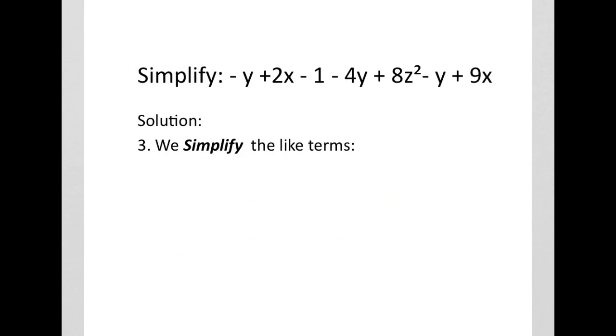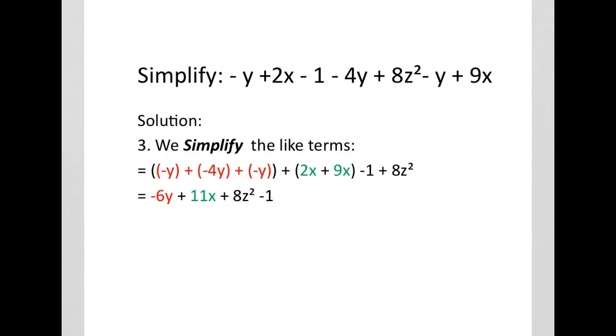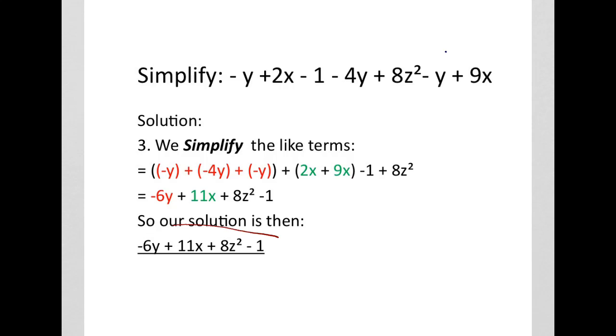We simplify like terms, and in doing that, we simplify our y's first, then our x's, and whatever's remaining. So our y's: adding up our y's, we've got minus y plus minus 4y is minus 5y, plus minus y is minus 6y. Our x's, 2x plus 9x is 11x, and with our remaining like terms here, we can just leave them the way they are. So at this point, we can't really simplify that any further. In doing that, our final solution is minus 6y plus 11x plus 8z squared minus 1 as our answer.